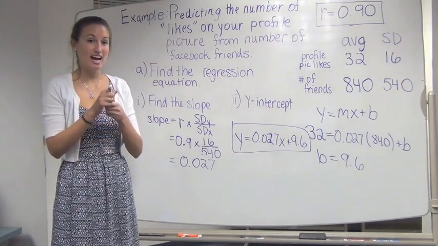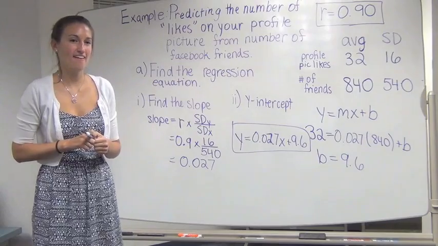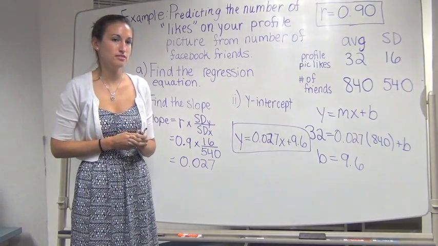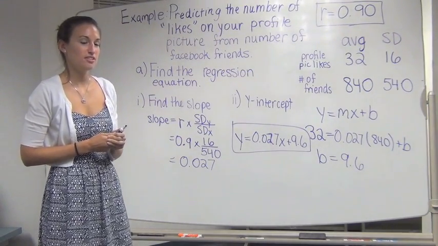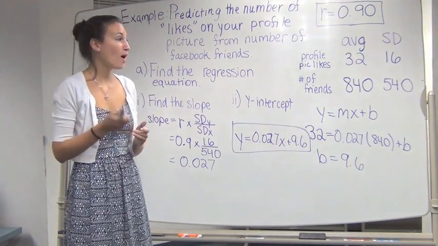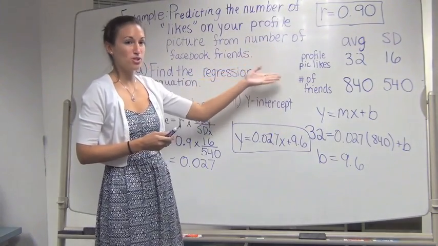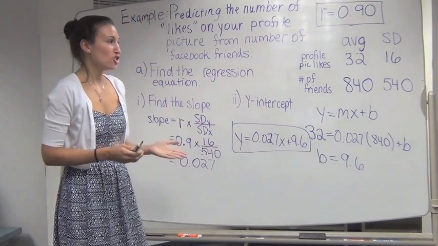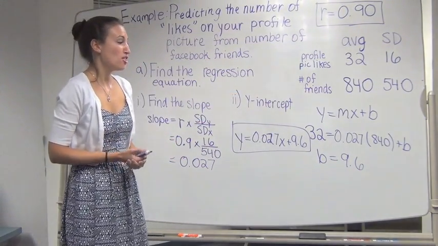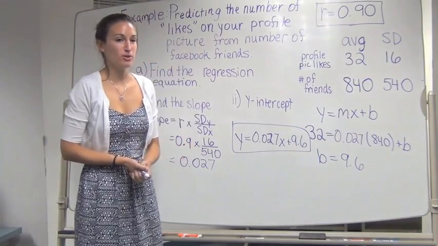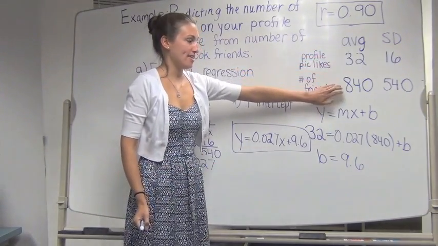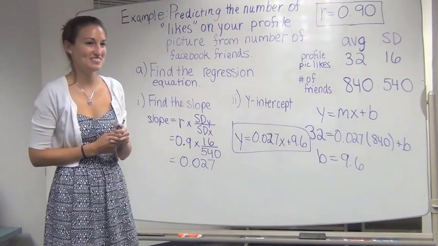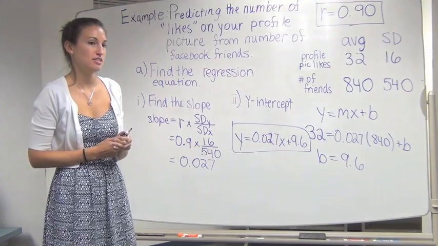I have a question. Yes. So why did we use the point of averages again? Is that the only point we know? Right. So here we're not given a list of observations of the profile picture likes and the number of friends. So when we're not given those lists of numbers, the point that we know is always going to be on the regression line is just the average of y and the average of x, otherwise known as the point of averages.